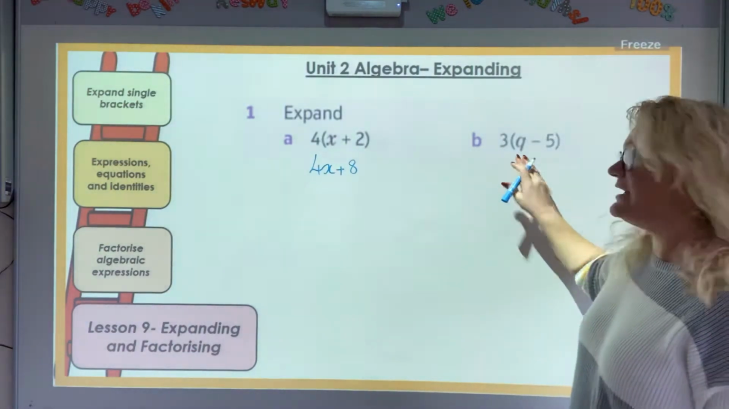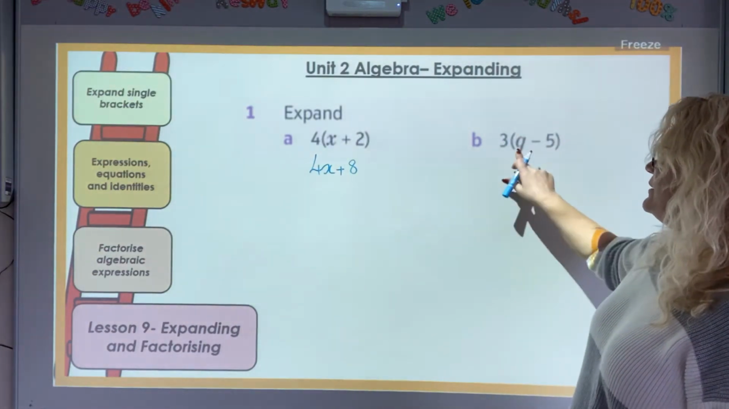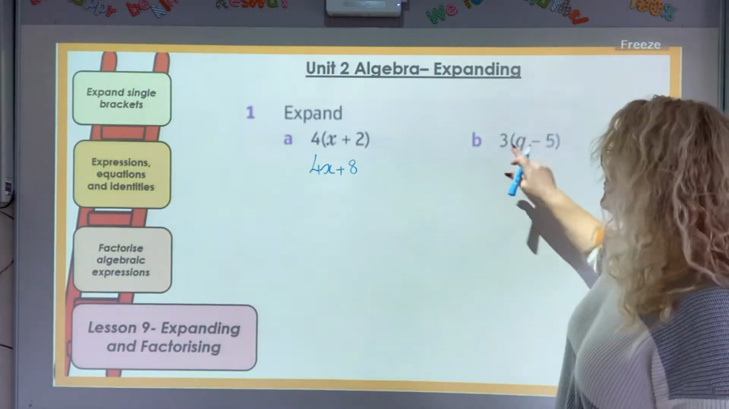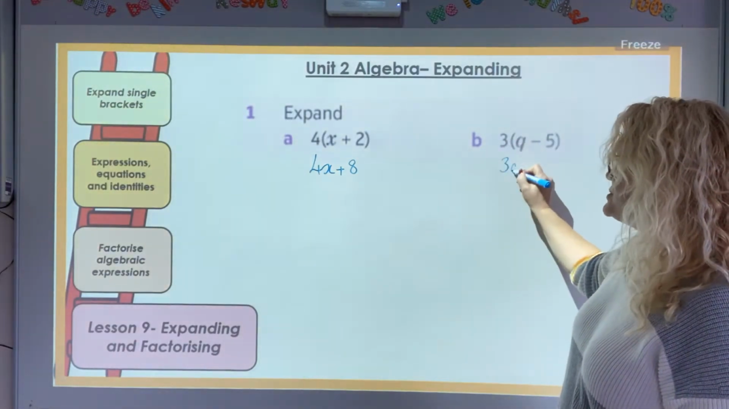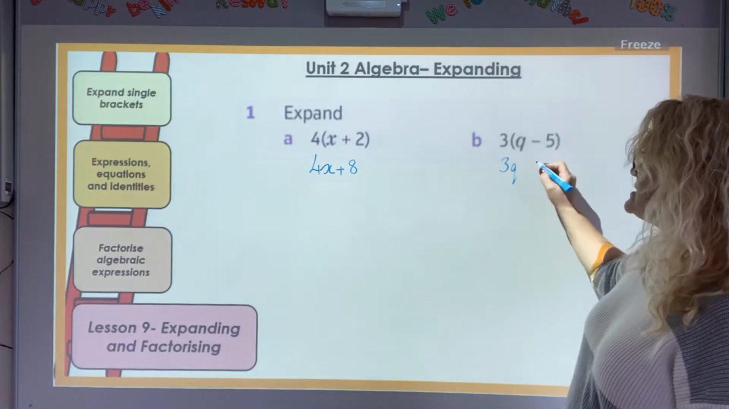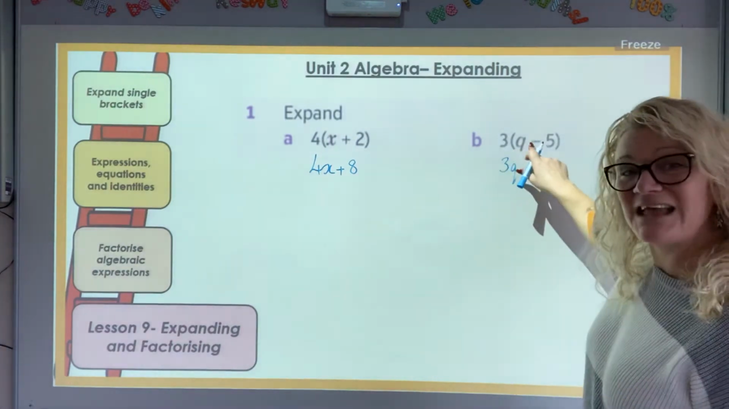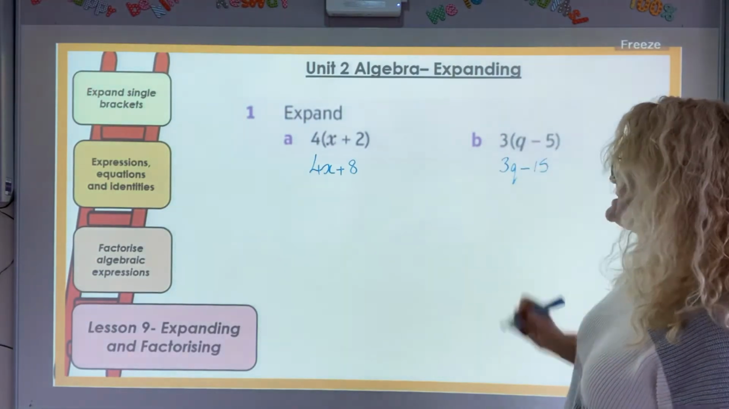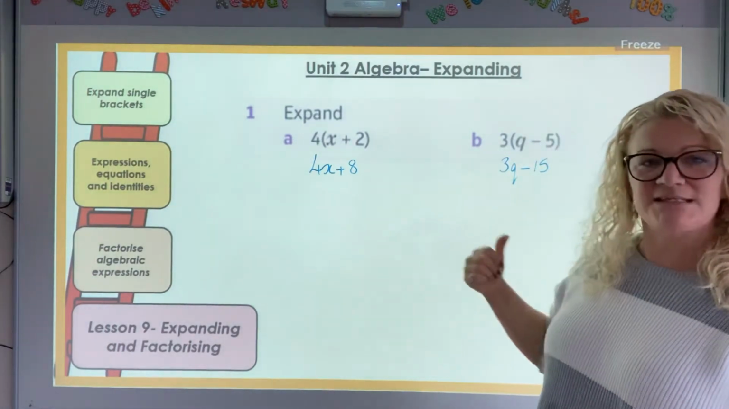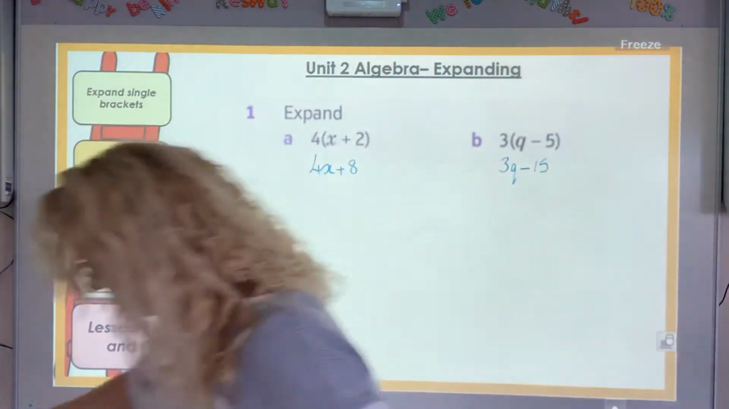On this one over here, we've got 3 times q minus 5, which means we want 3 times the q, which as you know is 3q, and 3 times 5 is 15, but it's a positive 3 times a negative 5, so it's going to be negative 15. That's our first couple of answers.